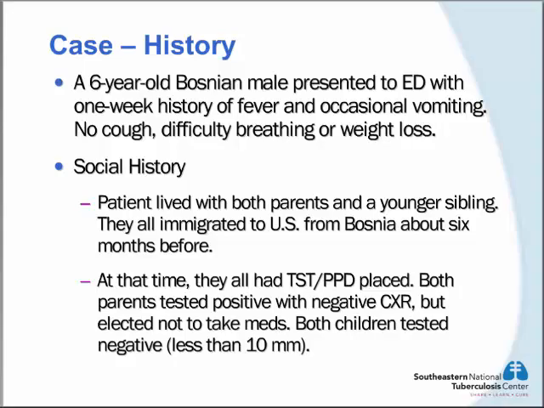At that time, they had gone through the refugee clinic, and all of them had been screened for TB via PPDs. Both the parents tested positive but had negative chest x-rays, and they elected not to take medicines that were offered. Both children at the time were negative, the patient and the other sibling.